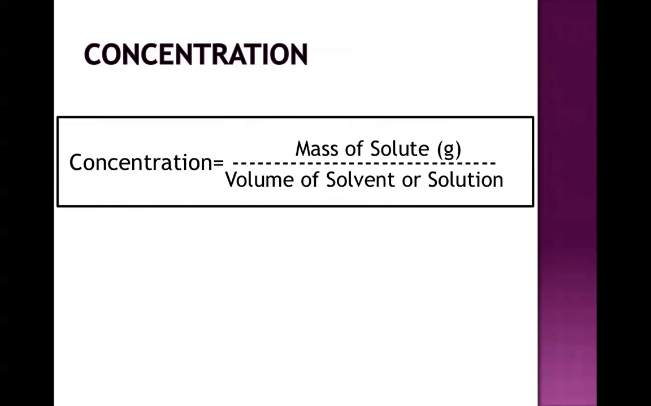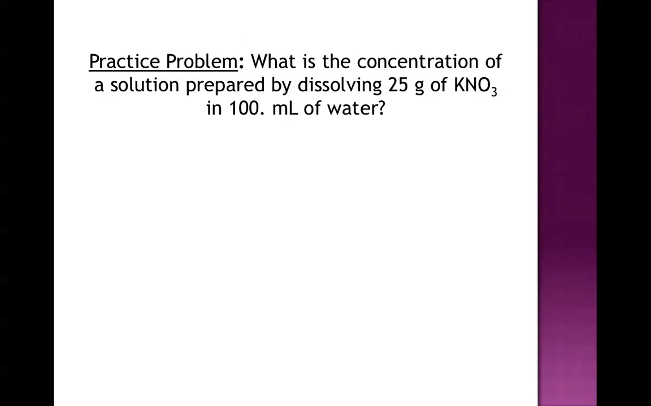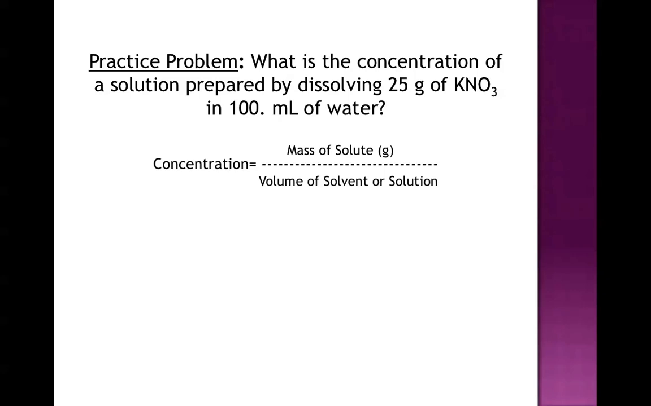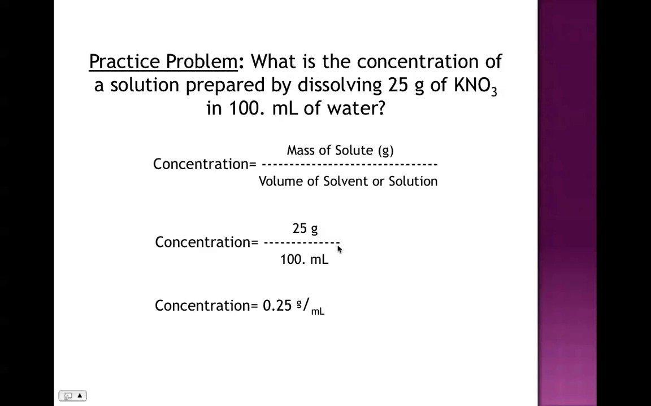All right. So our first practice problem for this calculation: what is the concentration of a solution prepared by dissolving 25 grams of potassium nitrate in 100 milliliters of water? So we're going to go ahead with our formula. Our solute is our potassium nitrate and water is our solvent. So we're going to fill in our given amounts and then simply divide and make sure we have our units reflecting what we use in our problem, so grams per milliliter. So 0.25 grams per milliliter is our concentration of this solution.